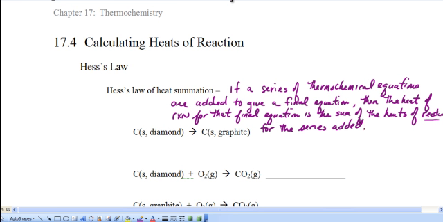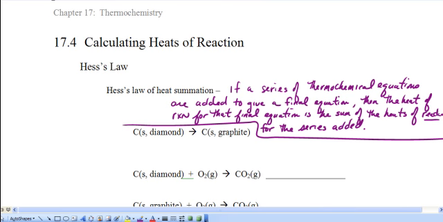Now that sounds like a mouthful, but it really is quite simple. If you add up a bunch of reactions, the delta H for the final equation is just adding up all the delta H's of all the equations that you added up. Now this comes in really handy when you want to figure out the heat of reaction for when a diamond turns into graphite. This is a spontaneous process that takes place over millions of years. And so there's no way to actually observe this reaction taking place and to take an accurate measurement.